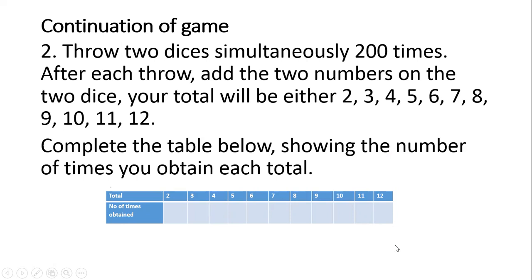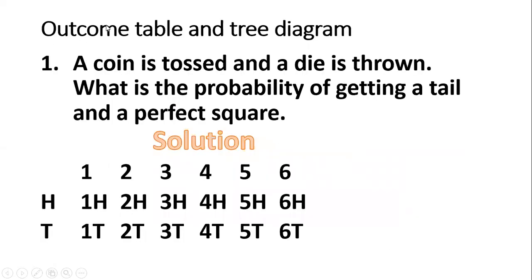That's another view for you. Then we'll go back to our probability now. Now we want to consider the outcome table and the tree diagram. We have just talked about a coin and a die separately. Now we are going to talk about a coin and a die together.